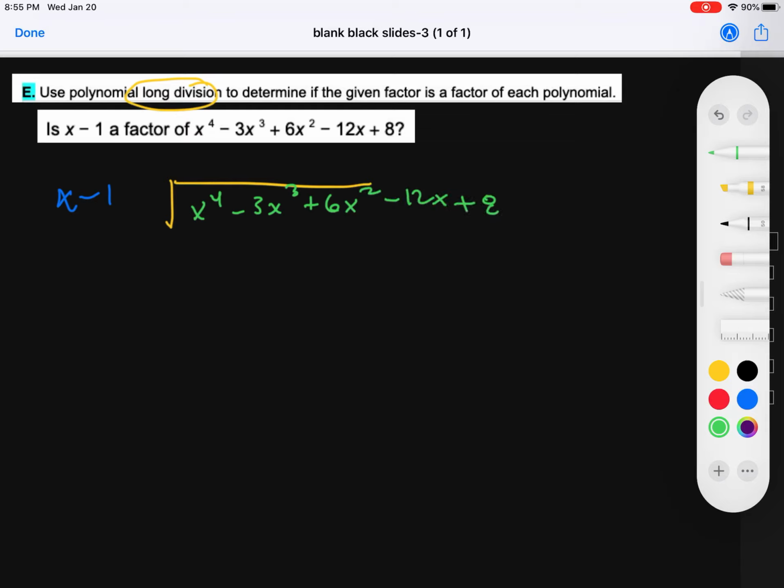As you're writing that there in green, it is helpful to make sure that all the exponents are there: you have a 4, 3, 2, 1, and then x to the 0, essentially.